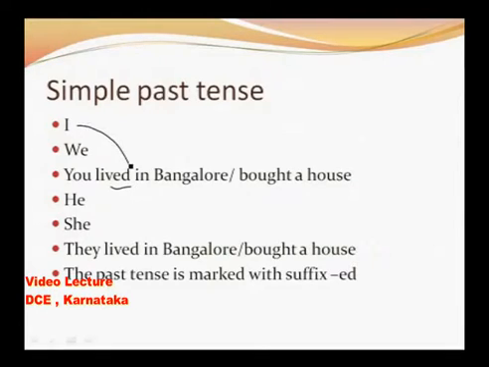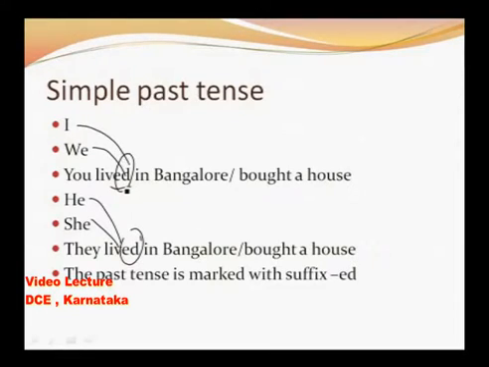I lived in Bangalore. We lived in Bangalore. You lived in Bangalore. He lived in Bangalore. She lived in Bangalore. They lived in Bangalore. Now, the past tense marker is what? The suffix. That is the ed form.